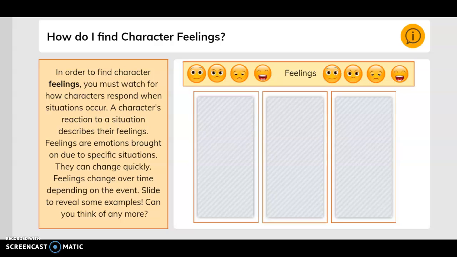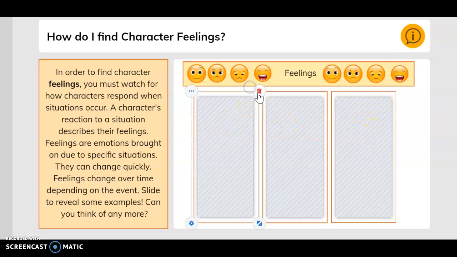How do I find character feelings? In order to find character feelings, you must watch for how characters respond when situations occur. A character's reaction to a situation describes their feelings. Feelings are emotions brought on due to specific situations, and they can change quickly. Feelings change over time depending on the event. Slide to reveal some examples. Can you think of any more?